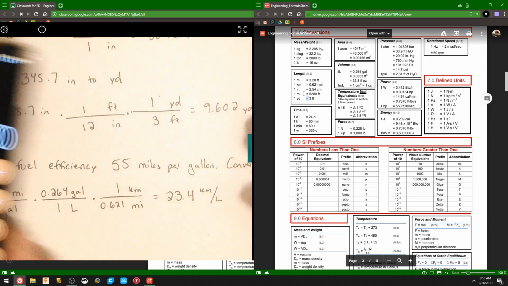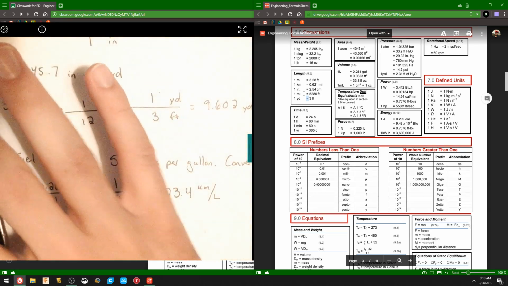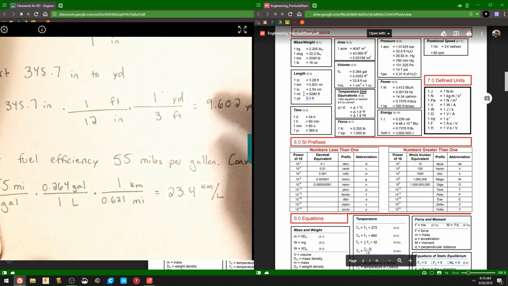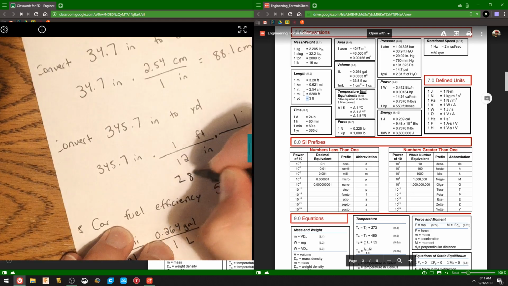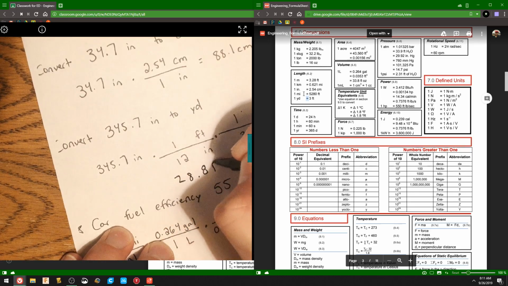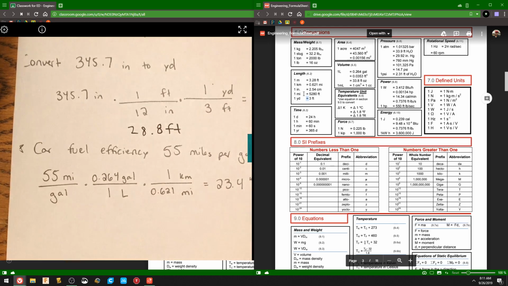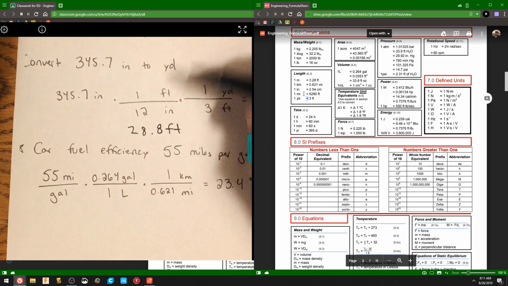So we have 345.7 divided by 12. You get 28.8, right? And we're in feet right now. Okay? And you can just round to the nearest 10, it's easiest. Now we're in feet.